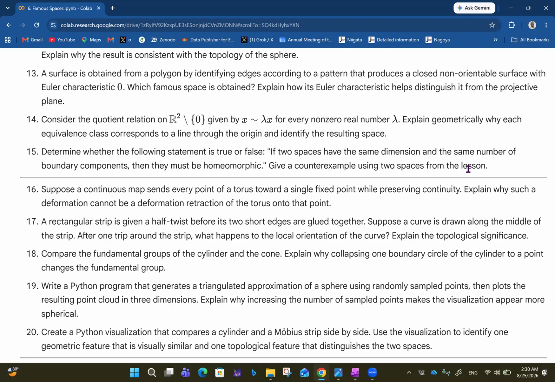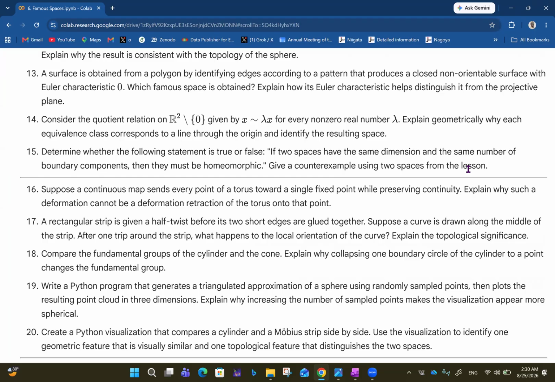Instead, consider the circle and another one-dimensional space with no boundary, such as a disjoint union of two circles. Both have dimension 1 and no boundary, but they are not connected in the same way. So the circle S1 is connected, whereas the disjoint union of two circles has two connected components. So connectedness is a topological invariant. So no homeomorphism can exist between them.